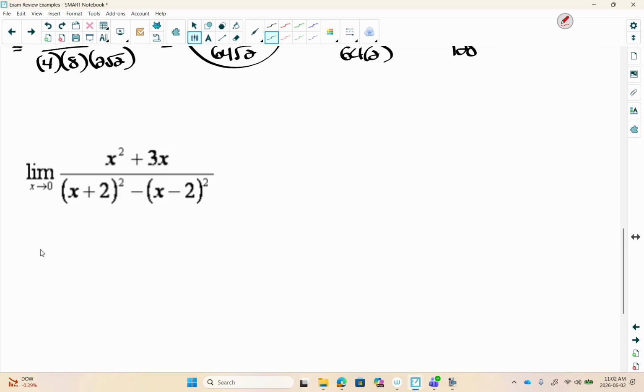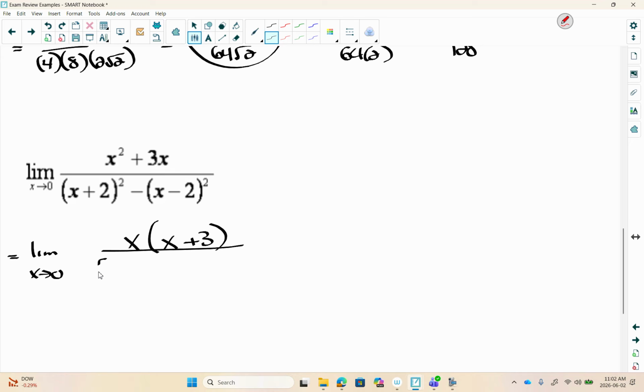Let's factor this one. I could expand it, but then I'm going to have to factor it again probably. What type of factoring can I do in the numerator? X squared plus 3x. It's the first and most basic type of factoring you've learned. Common factor, take out an x. What's x squared divided by x? 3x divided by x.